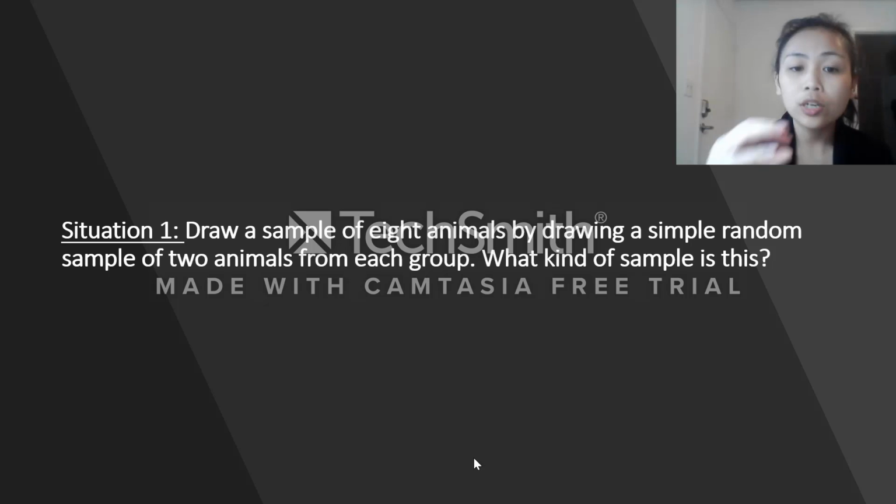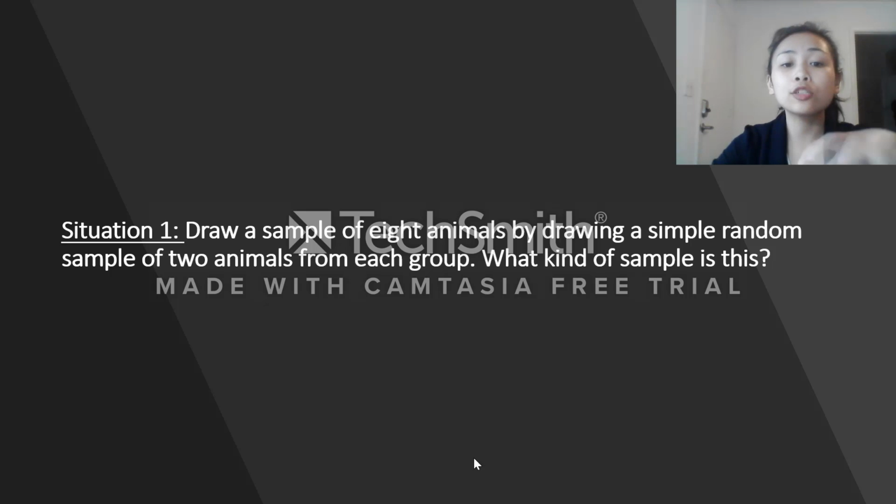Here, we draw a sample of 8 animals by drawing a simple random sample of 2 animals from each group. So basically, from each group you collect 2 animals randomly, and from 8 groups you make up a sample of 16 individuals.